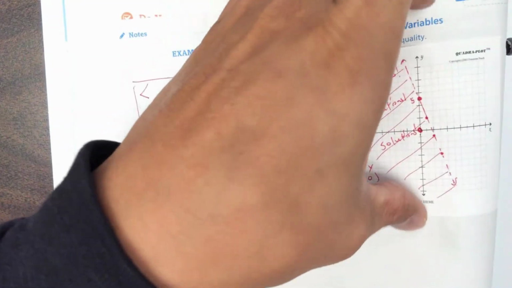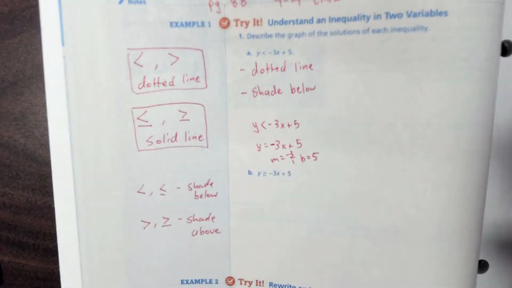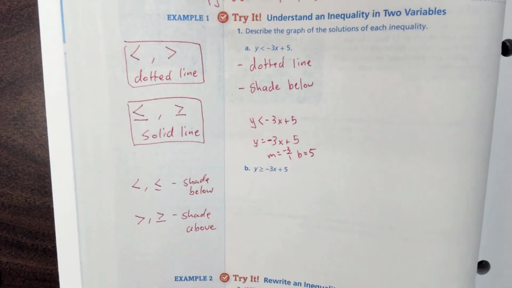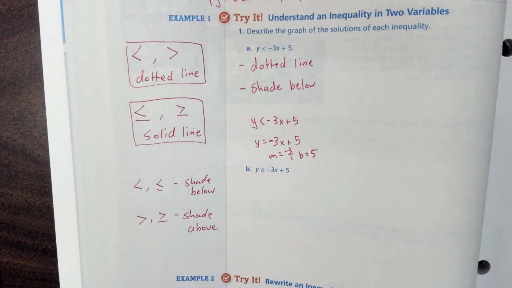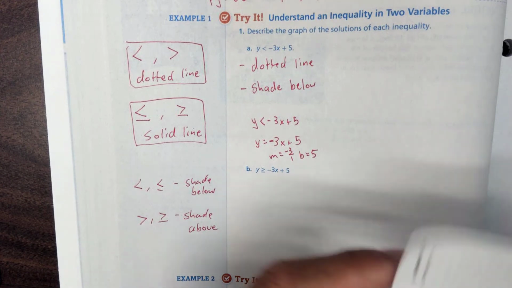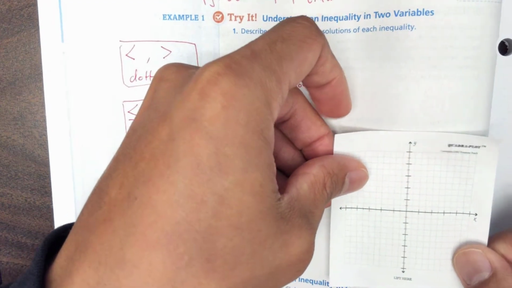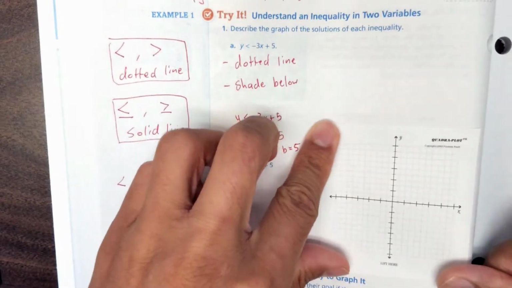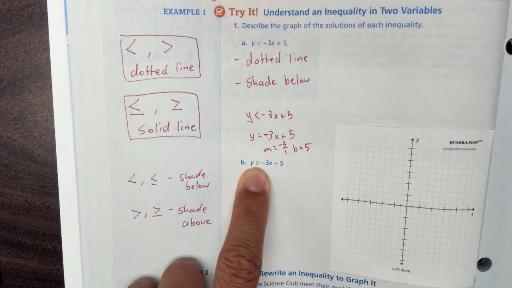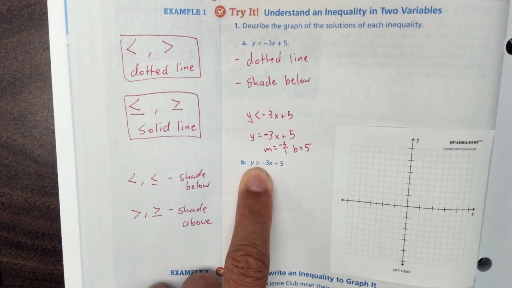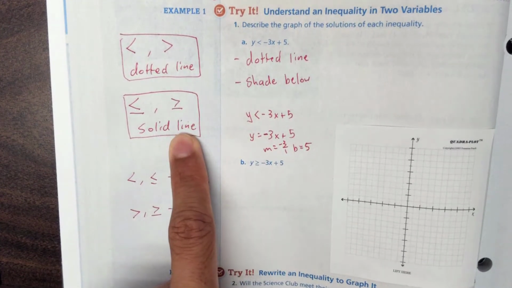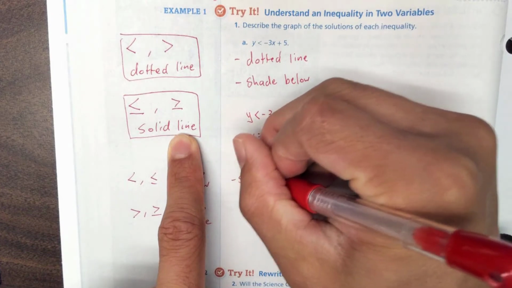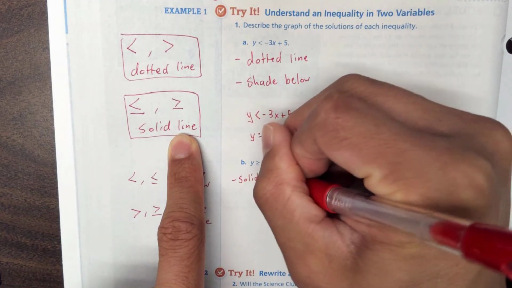For the next question, I'll take this off and put a new graph here for letter B, because letter B is the same thing. It says y is now greater than or equal to negative 3x plus 5. Let's take a look. First, it's y is greater than or equal to, which means is it going to be a dotted line or solid line? It'll be a solid line.